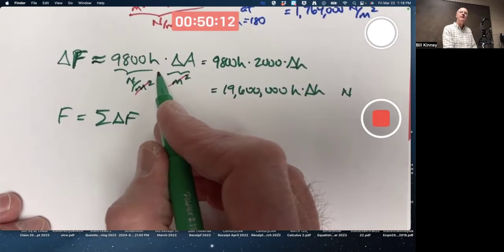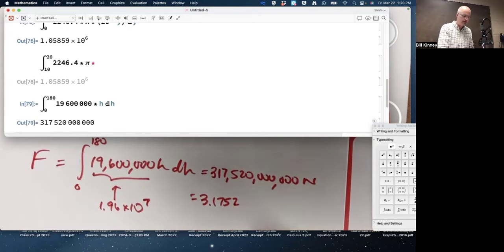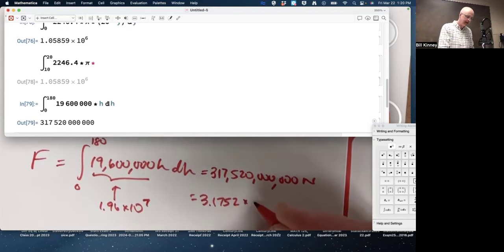What's that? Looks like 317,520,000,000 newtons. In scientific notation, that would be 3.1752, which is probably too many significant figures, times 10 to the 11th, yes, newtons.